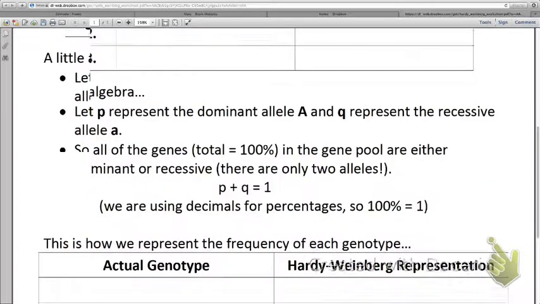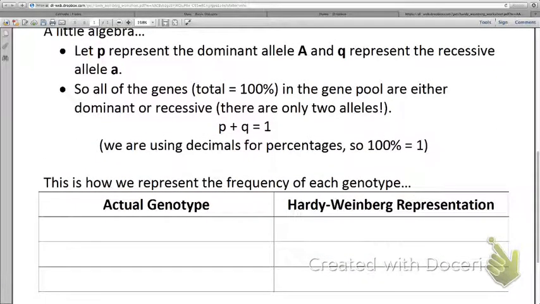As we're moving down here, it says let P represent the dominant allele A and Q represent the recessive allele a. So all of the genes, if we total up, 100% of the genes in the gene pool are either dominant or recessive. We're doing only two, we're assuming that there are only two alleles for this particular trait. P is the total number of dominant alleles, Q is the total number of recessive alleles. P plus Q equals 1. So we're using decimals for percentages. So 100% is equal to 1.